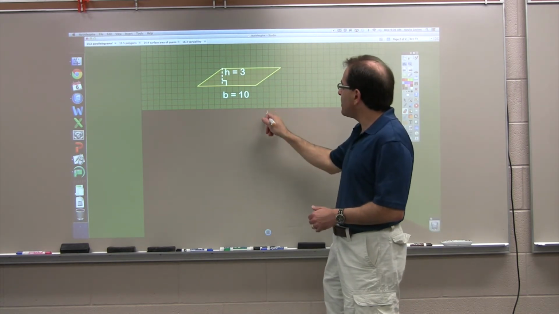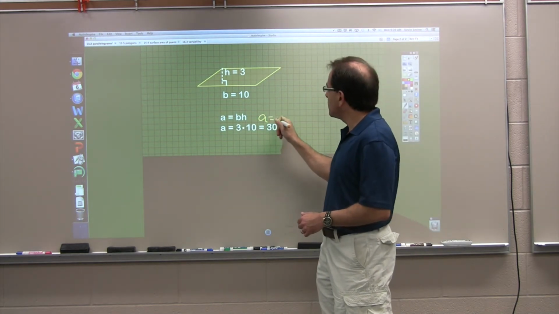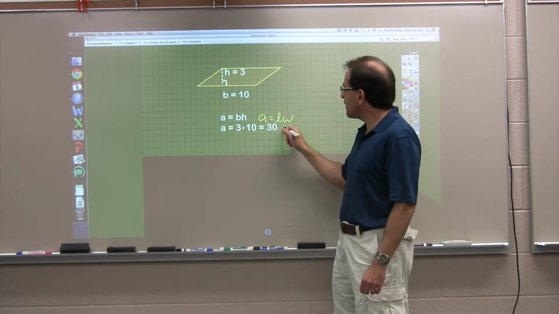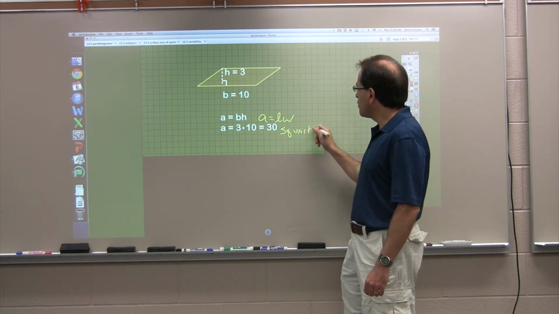I know to find my area, it's still base times height or length times width. I plug in 3 times 10 and I get 30 square units, or units squared.